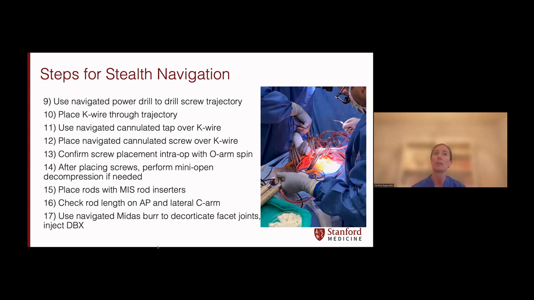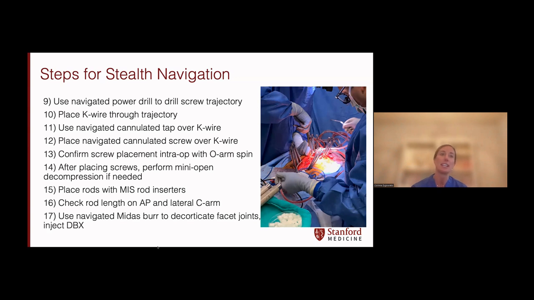I always check my rod length, so usually we'll start with a lateral C-arm just because that's what's in, but I oftentimes have to go to an AP in order to double check and make sure that both rods are long enough. And then I do use a navigated Midas burr to decorticate the facet joints. And then I use that technique in order to inject DBX because I think it is really important.